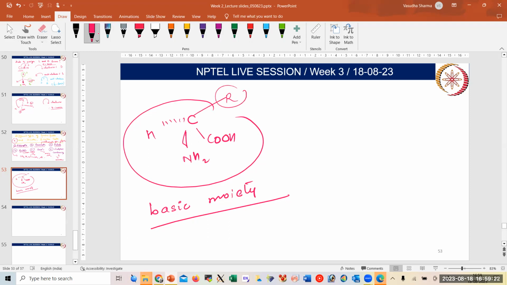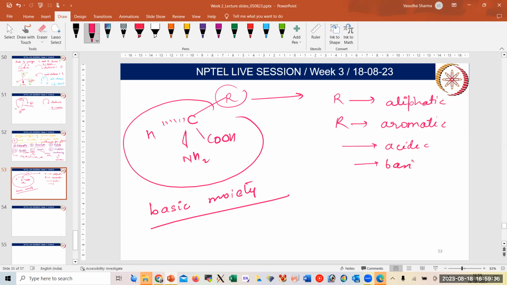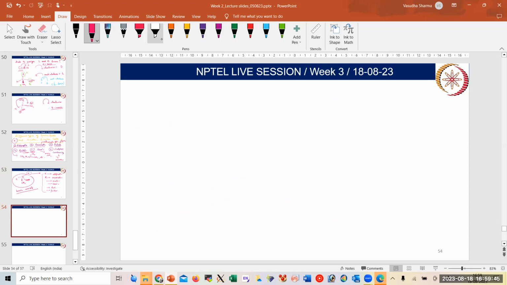Whereas this R, depending upon whether R is aliphatic, aromatic, acidic, basic, or sulfur containing, it gives you what polarity it is making. So it will give you different names. So we will first take the aliphatic amino acids.